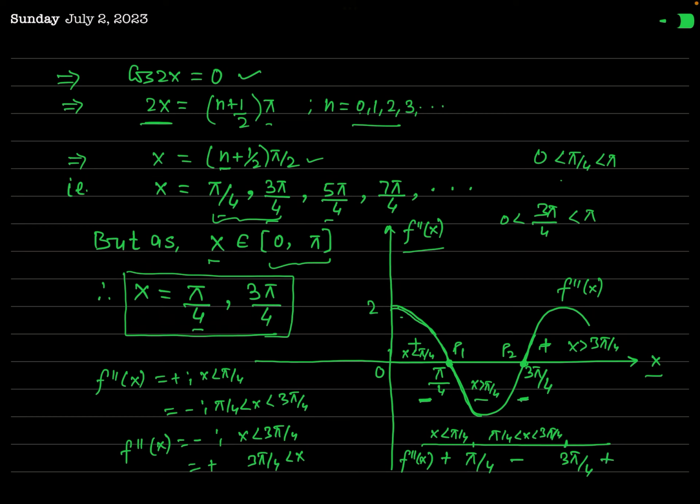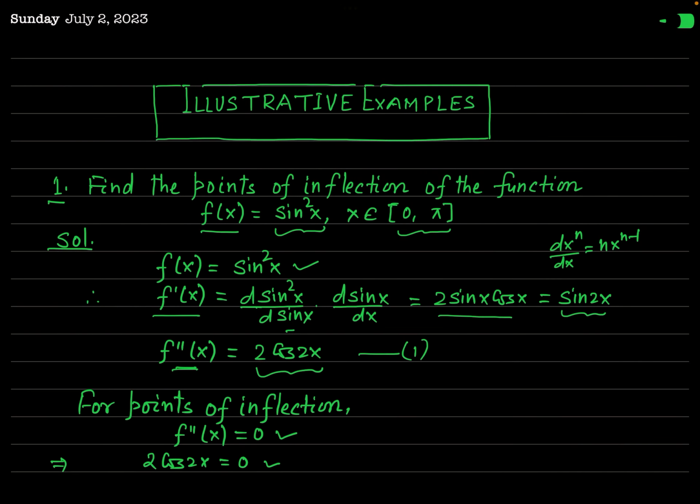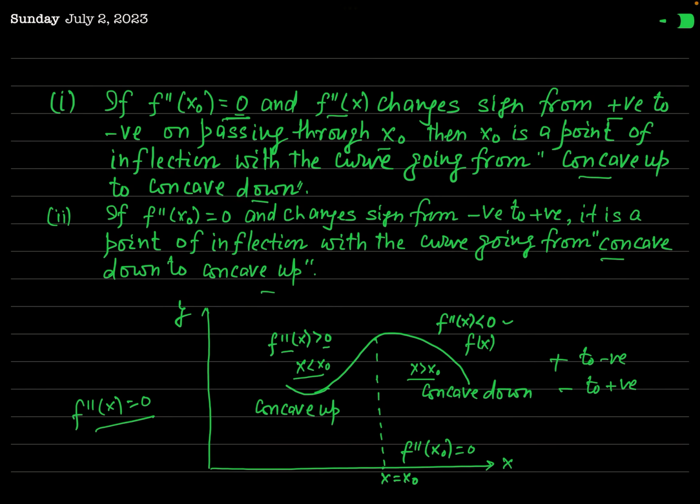So you can say that at the first inflection point, the sign of f double dash of x changes from positive to negative. See here, from positive to negative. And you have learnt that if the sign of f double dash of x changes from positive to negative, then the shape of the curve changes from concave down to concave up. Concave, see here, sorry, I have told in just the opposite manner. Concave up to concave down.